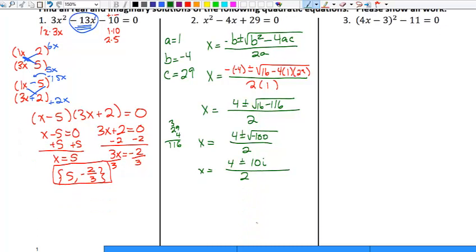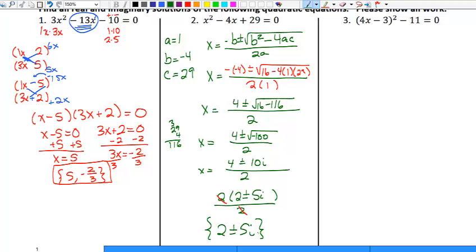Now this one isn't completely finished because 4, 10, and 2 all have a common factor. So if I factor out a 2 out of the numerator, I get 2 plus or minus 5i over 2, and then the 2 and the 2 can divide out, and my final answer is 2 plus or minus 5i. Now there are two answers here. There's 2 plus 5i, and then there's 2 minus 5i, which is where you get the two answers.